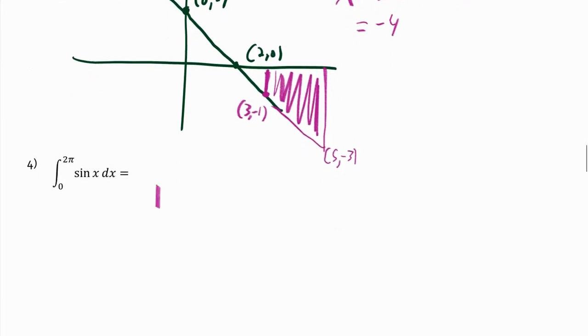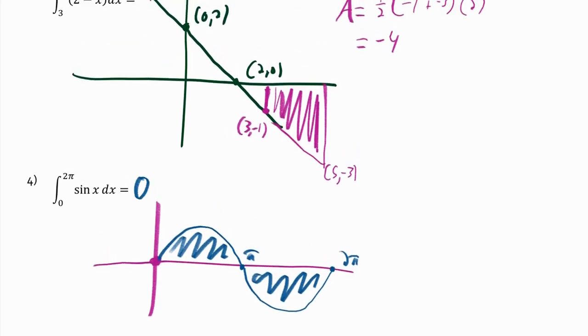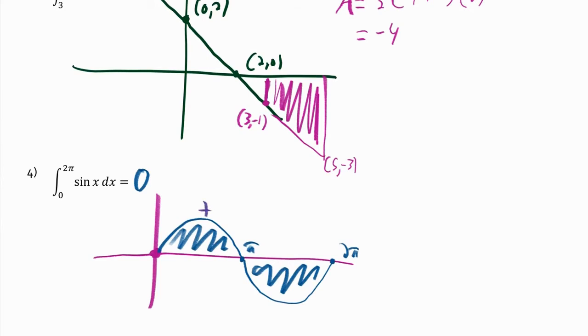Similarly, we can do the integral from 0 to 2 pi of sine of x. Sine starts at 0, 0, proceeds upward, crosses the x-axis at pi, proceeds downward, then crosses the x-axis again at 2 pi. And if I treat the area above and below, it should reason to you that those are the same area, and this integral would be equal to 0 since we have positive area above and negative area below.